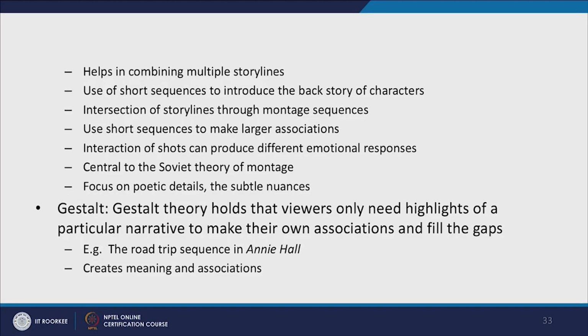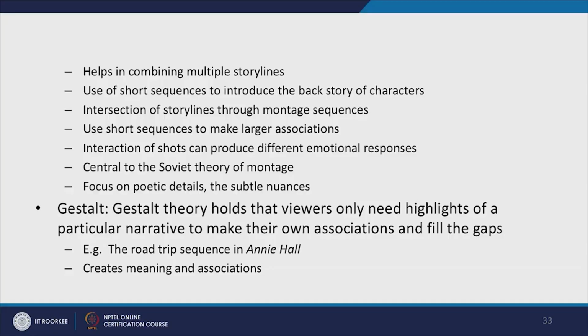It helps us in combining multiple storylines also, and it uses short sequences to introduce the back story of characters without going into a lot of detail. So, we find that with the help of the montage, the back stories can be covered in a very limited number of scenes. So, intersections of storylines, the short sequences etc., are used effectively to convey a passage of time.